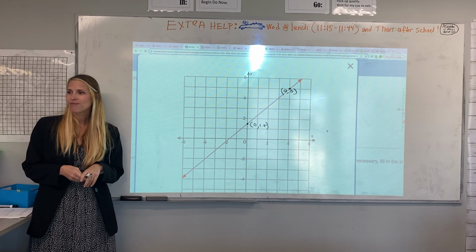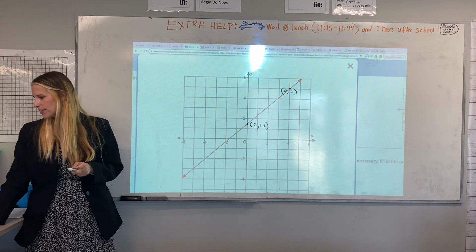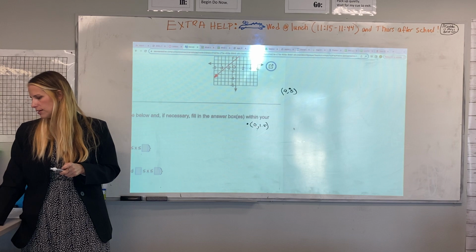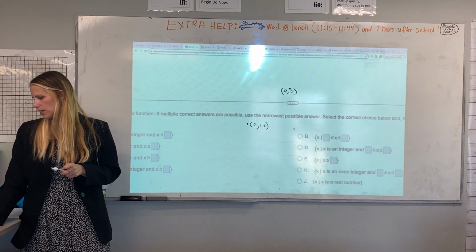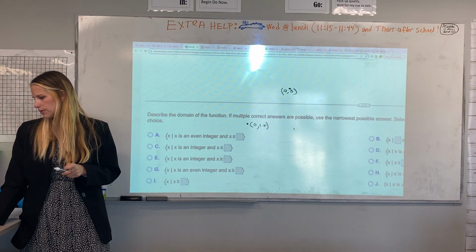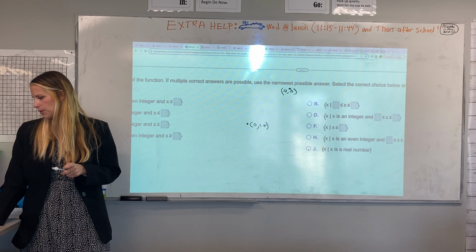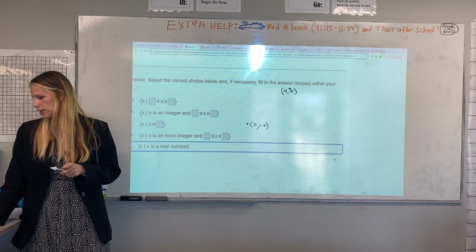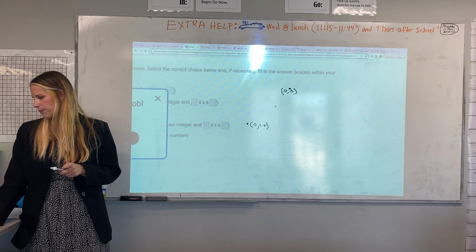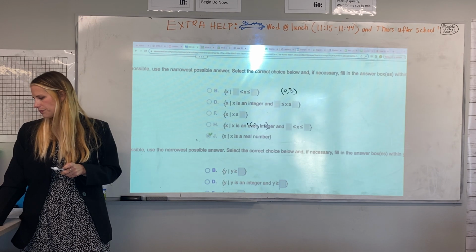So it's just going to be real numbers. Real numbers. So our domain is real numbers. So basically, whenever it's continuous, it would simply be x is a real number. Good job.